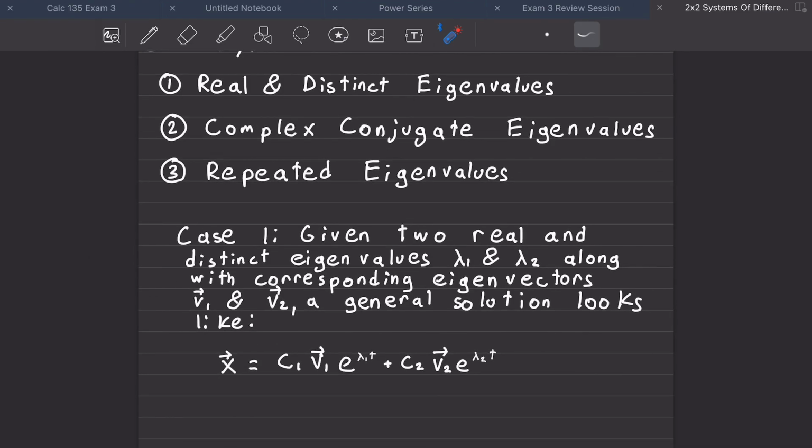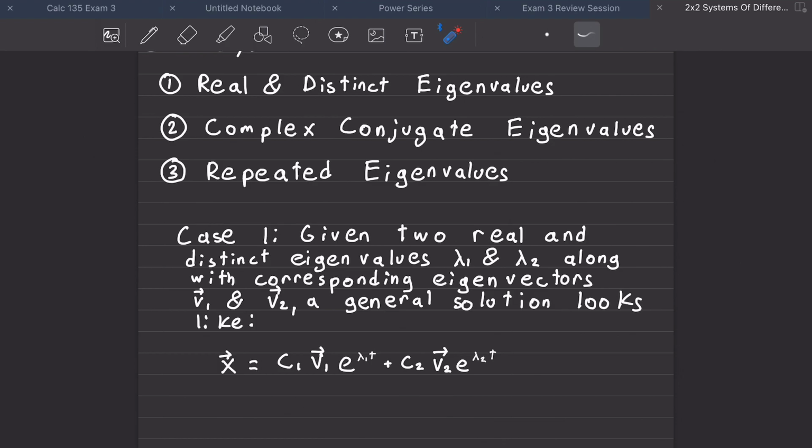Given two real and distinct eigenvalues, lambda 1 and lambda 2, along with the corresponding eigenvectors v1 and v2, a general solution looks something like this. We have x, our function, equal to some arbitrary constant c1 times v1 multiplied by e to the lambda 1 t, where lambda is just some constant, plus c2 v2 e to the lambda 2 t. Hopefully this looks similar to something you've seen before, where we have two constants, so 2 degrees of freedom. You would need two initial conditions to have a closed form.